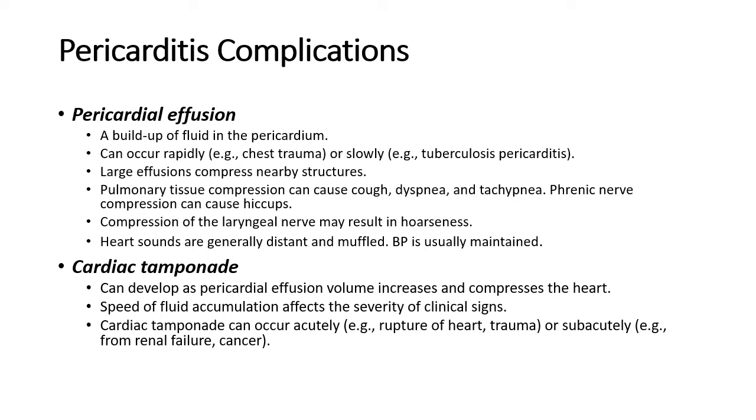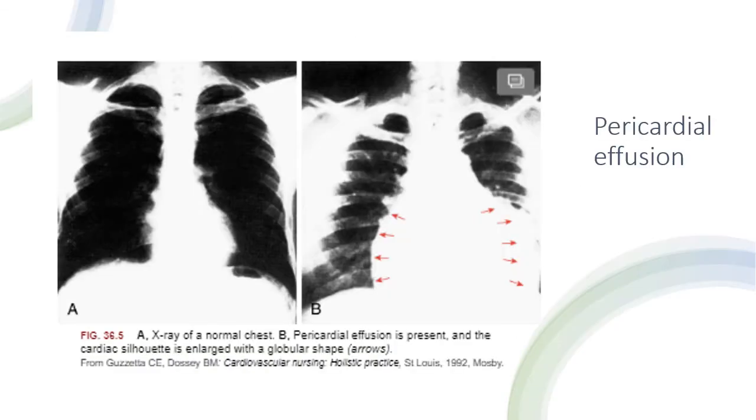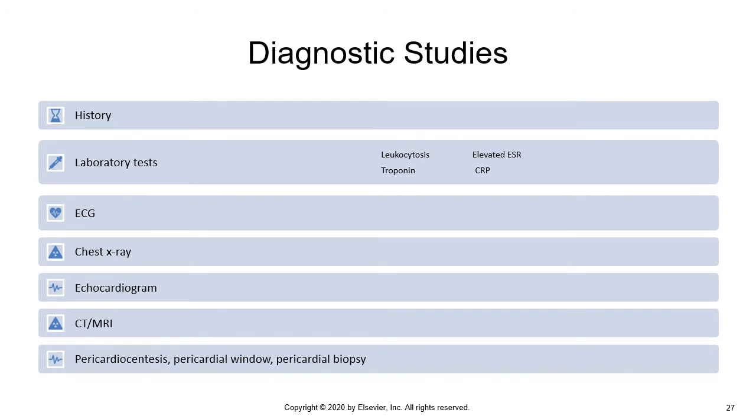In a patient with a slow onset cardiac tamponade, dyspnea may be the only manifestation. Chest X-ray findings are generally normal, but a large effusion may appear as cardiomegaly.